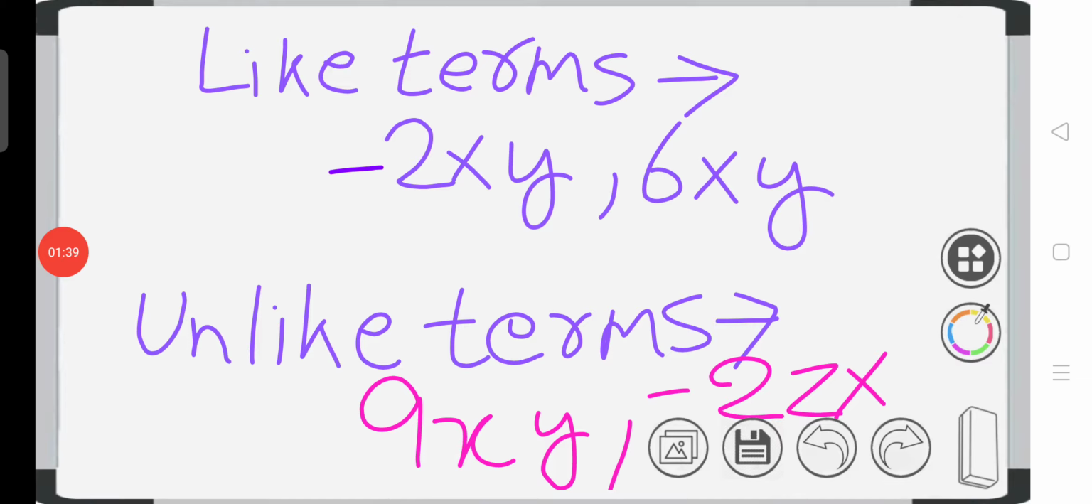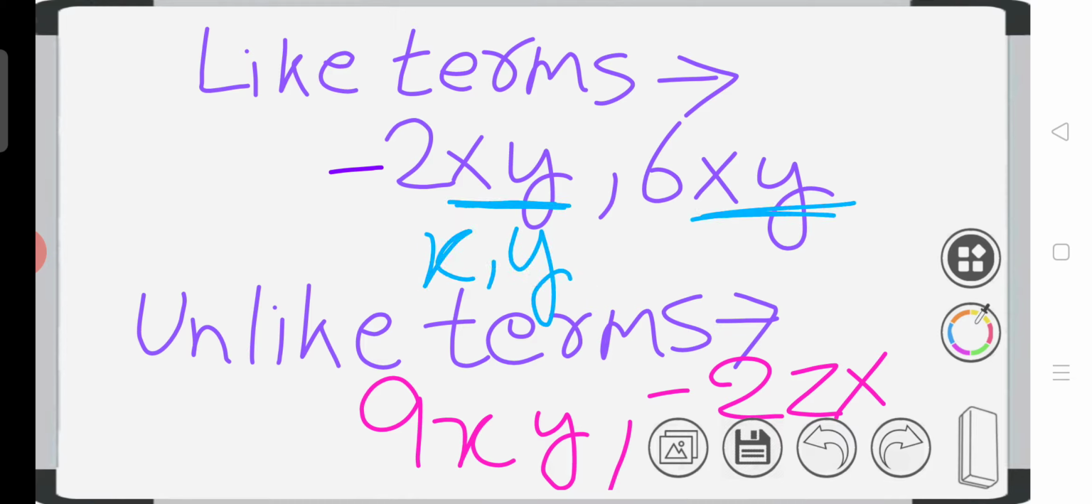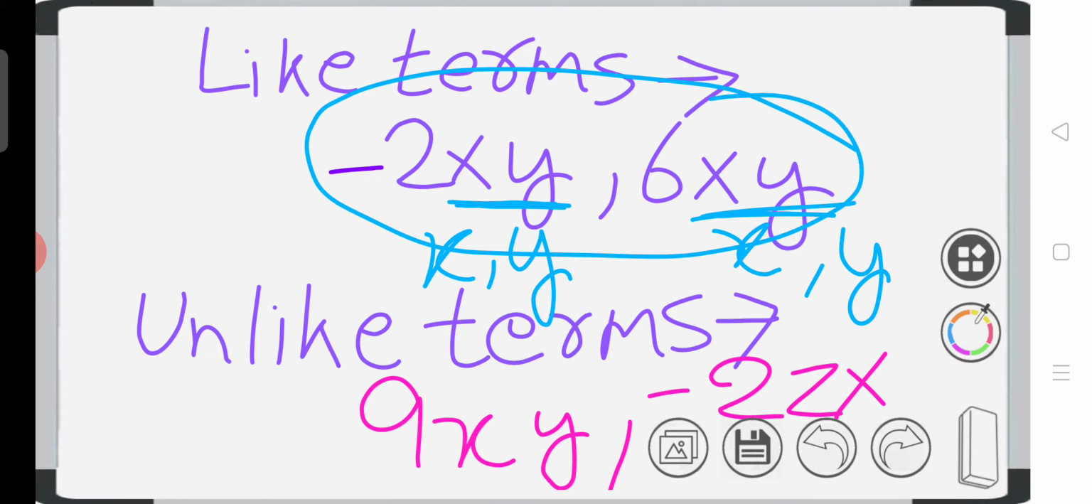Now we are going to study about like terms and unlike terms. The terms of algebraic expressions in which there are the same factors. So you can see here the factors are x and y. Here also the factors are x and y. So they are said to be like terms.